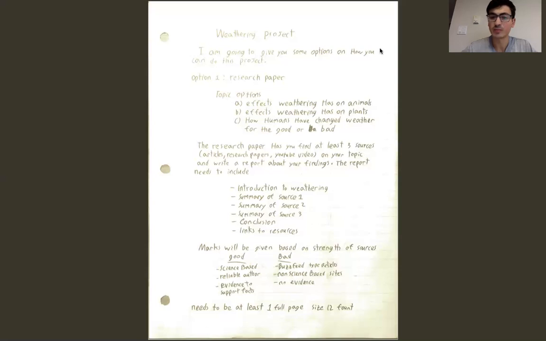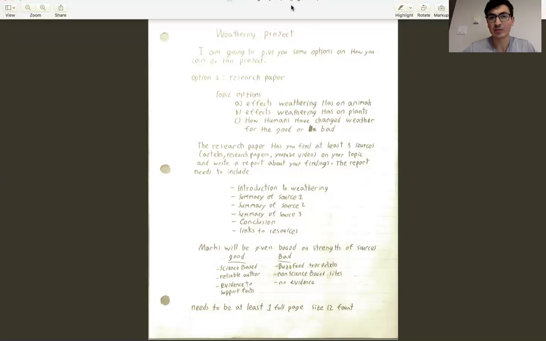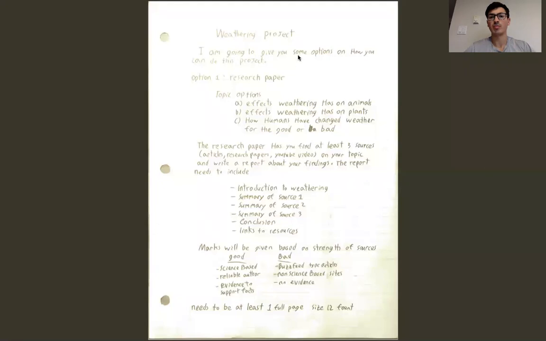Actually, one thing here I should have had that I completely forgot to add, my mistake, is that when you introduce weathering, you also want to introduce your topic. One thing I forgot to add there. So start by saying what topic you chose and what you're going to be looking at, then introduce weathering.